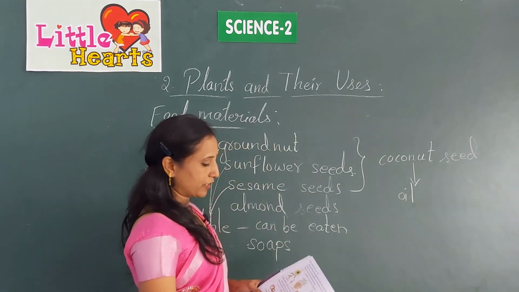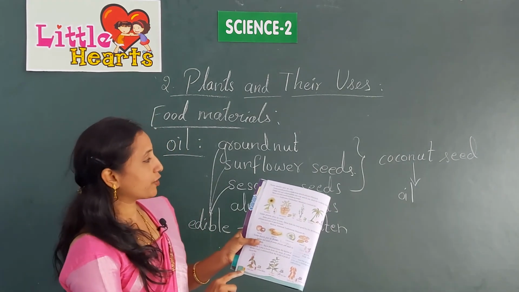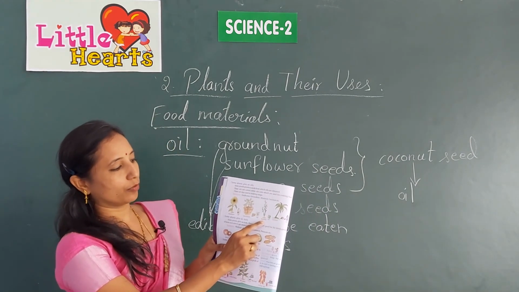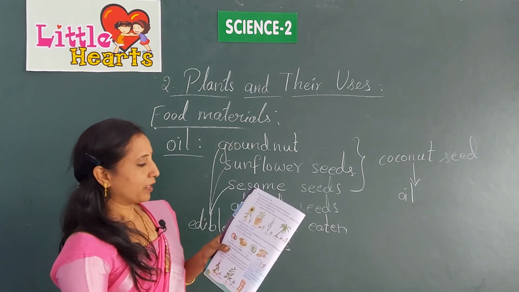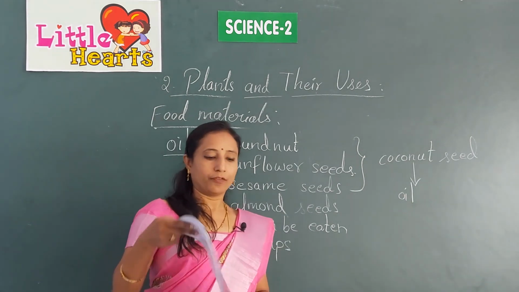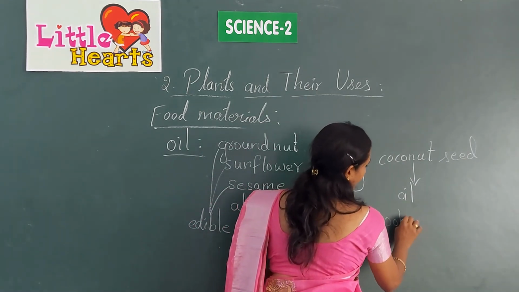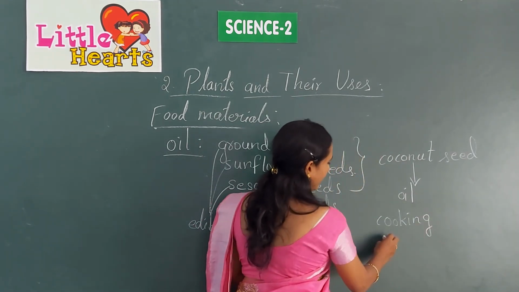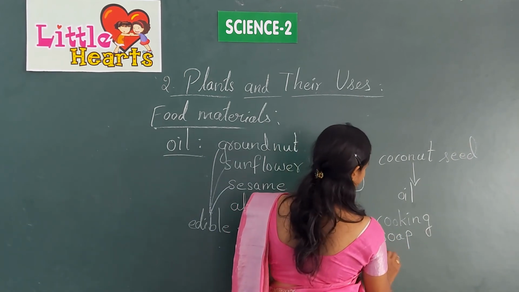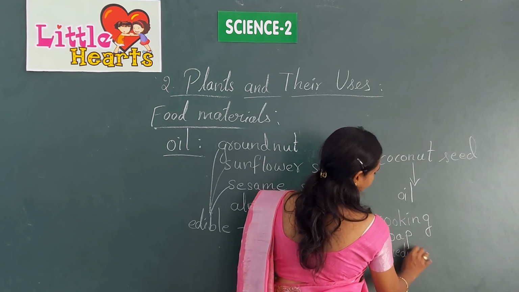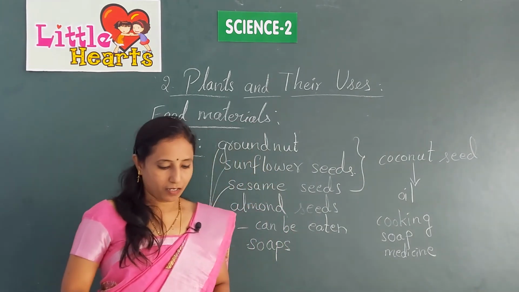Look at the picture, children. See here, one more example in your textbook page number 18. Mustard oil also. Mustard oil is extracted from mustard seeds. So these are the different kinds of oils which are used for cooking and making soaps. And some oils like sesame oil, we can use in medicine also. Okay, thank you.